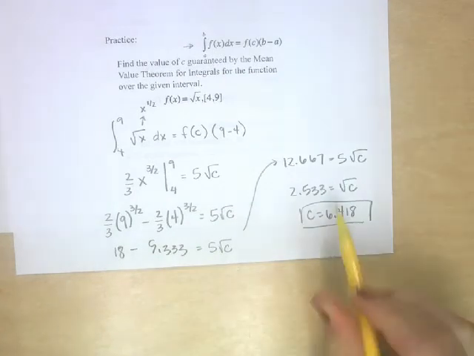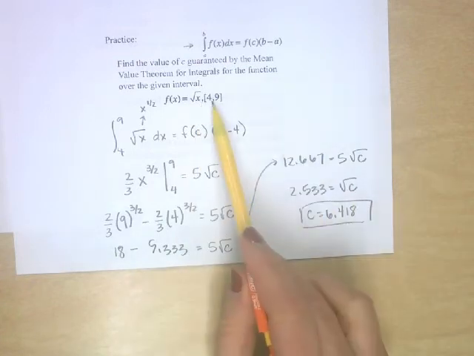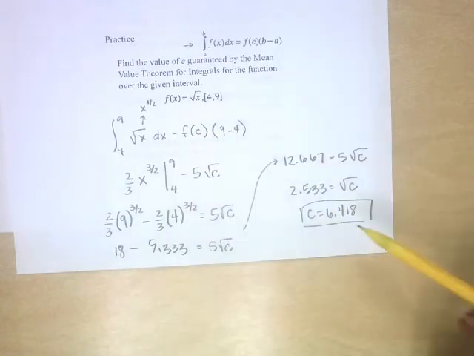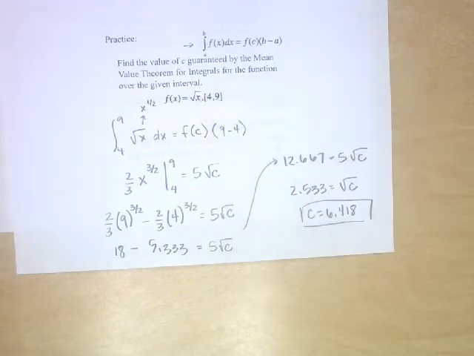So at 6.418, if I took that and plugged it into this function at that height, my rectangle from 4 to 9 width with that height, this value plugged into the function, it would be equal to the area underneath the curve.